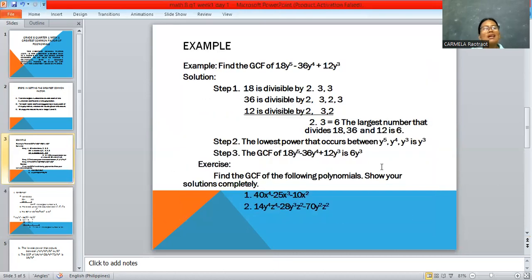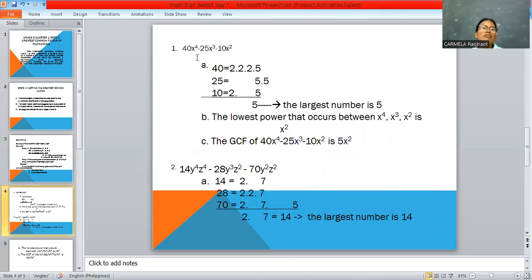Let's have more examples. Number 1: find the GCF of 40x^4 - 25x^3 - 10x^2.